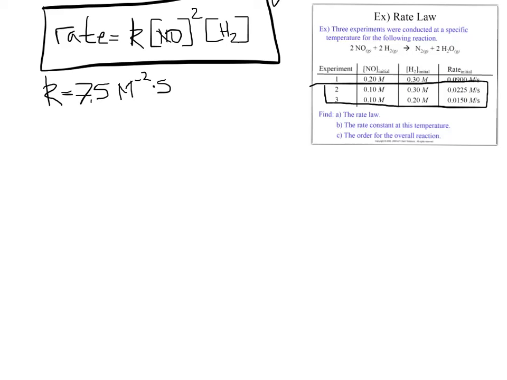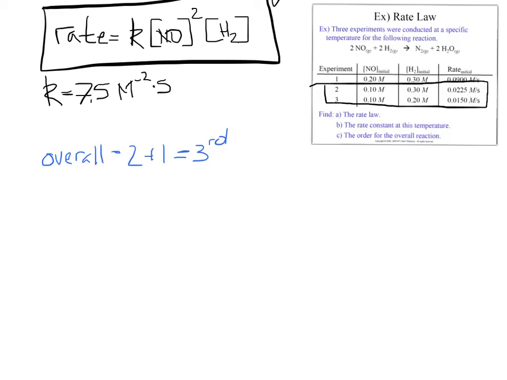And now we're ready for part C, where we're going to calculate the overall reaction order. And the overall reaction order, this isn't as hard. So the overall order would just be the two orders added together. And so since nitrous oxide was second order and hydrogen was first order, that means it's going to be 2 plus 1. Get out your calculators if you need them, but the overall reaction order would be third.